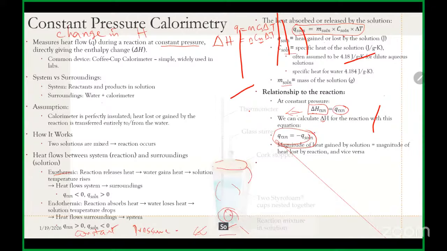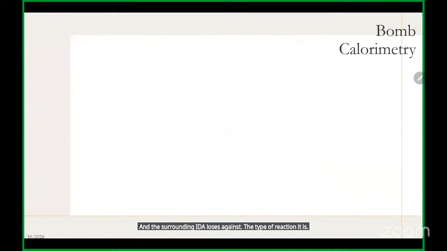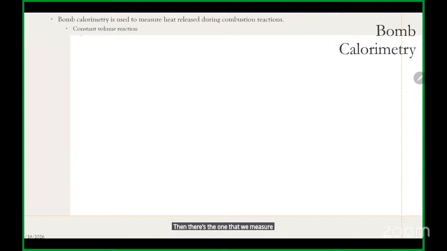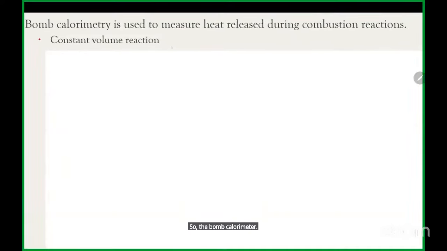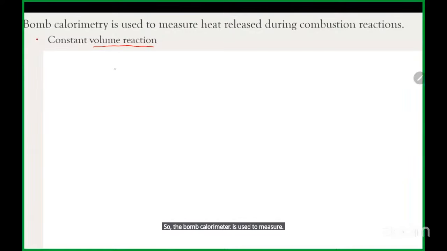So the Q reaction is that of the Q solution, based on what we said of the principle that Q lost is equal to Q gained. So the system either gains or loses, and the surrounding either loses or gains, depending on the type of reaction it is. Then there's the one that we measure at constant volume. So the bomb calorimeter is used to measure internal energy, its change at a constant volume.